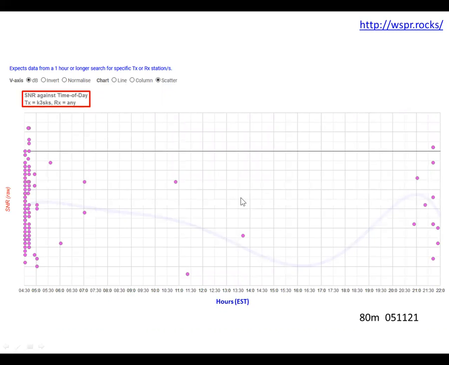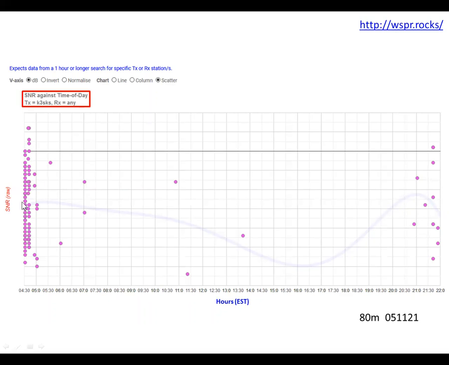So one thing it gives you is a time graph, and this is Eastern Standard Time, 4:30 in the morning, and then it goes through the day, and then here's 10 o'clock at night. And what these dots are is the signal to noise ratio of stations that reported that they heard my signal. So what you can see here is that in the morning, and let's see what frequency is this, 80 meters.